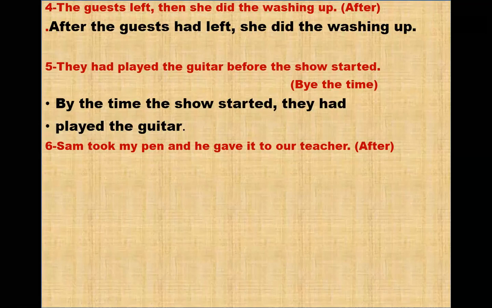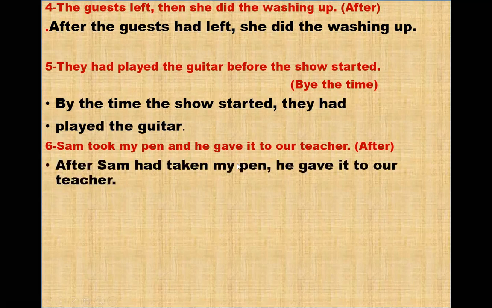So it will be "After Sam..." The past perfect form is had plus the past participle. After Sam had... what is the past participle of took? Taken. After Sam had taken my pen, he gave it to our teacher. Excellent. After Sam had taken my pen, comma, he gave it to our teacher. Remember, we have to remove "and" and put a comma instead of it.